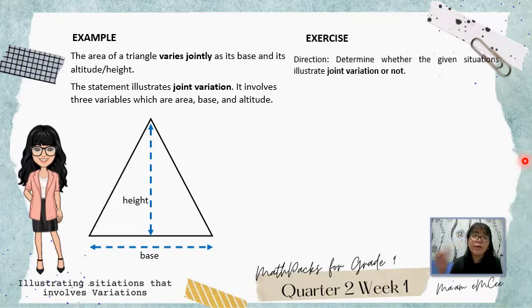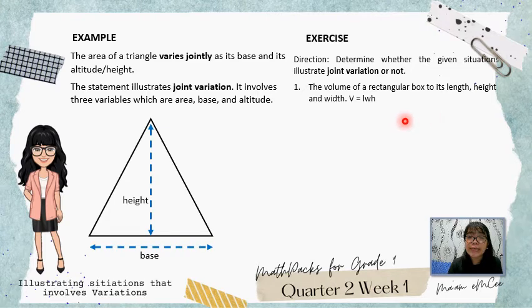Now let us have some exercises. Determine whether the given situations illustrate joint variation or not. First, the volume of a rectangular box to its length, height, and width. So the formula in getting the volume of a particular rectangular object is V is equal to L times height times width, or L times H times W. So that means to say that this situation is an illustration of joint variation, because it is somewhat like direct variation, but only there are four variables which are involved: the volume, the length, the height, and the width. So this illustrates a joint variation.